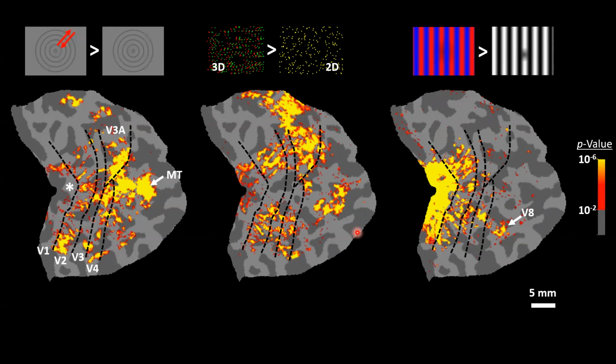And here you can see the color-selective activity in the same subject that starts from V1 and then extends to V2, V3, V4, and also to area V8, and almost no color-selective activity in V3A.